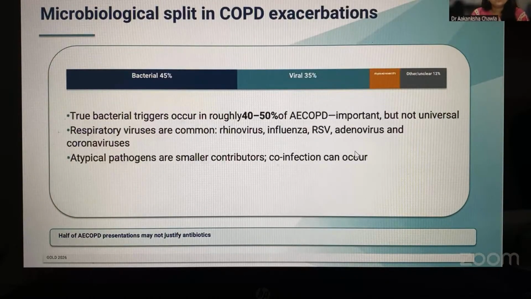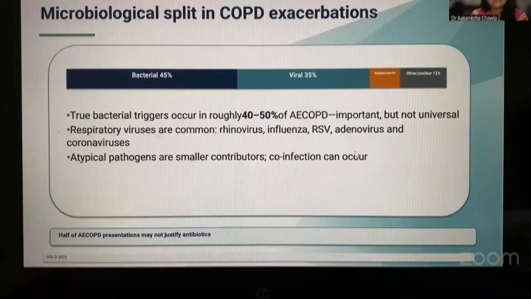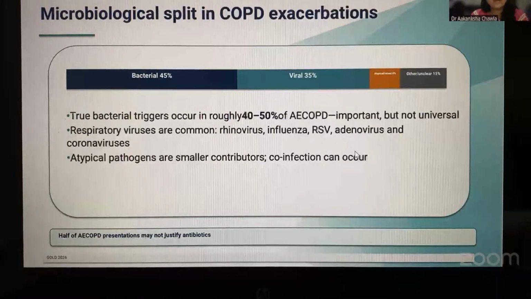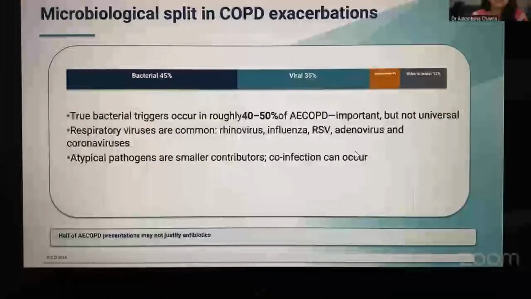Now, when we look at the microbiological involvement in COPD exacerbations, true bacterial involvement is only in about 40 to 50% of exacerbations. There can also be exacerbations because of the respiratory viruses. These days, we are seeing a lot of H1N1, and also atypical pathogens, which can contribute to the exacerbations.